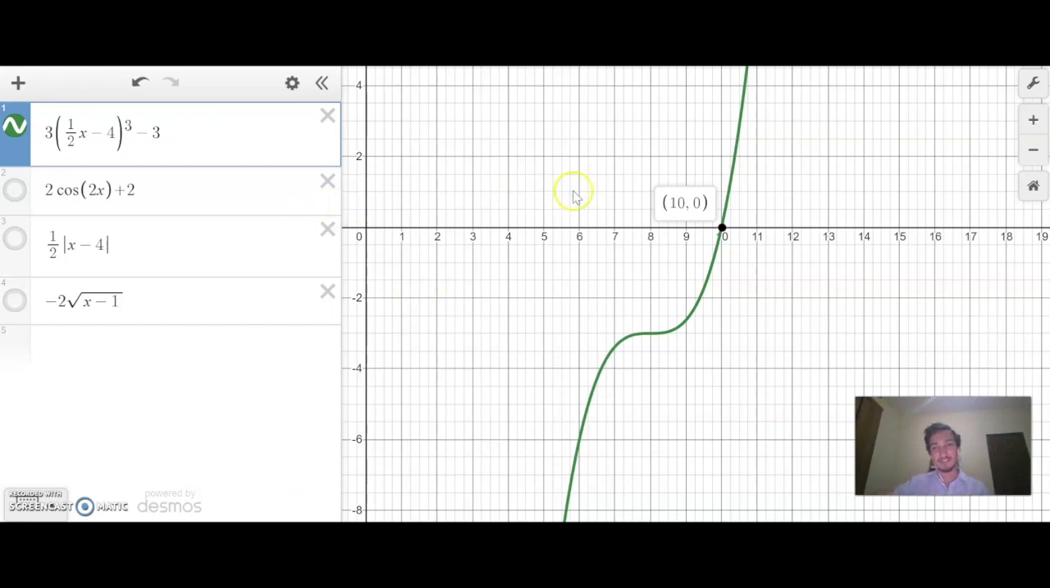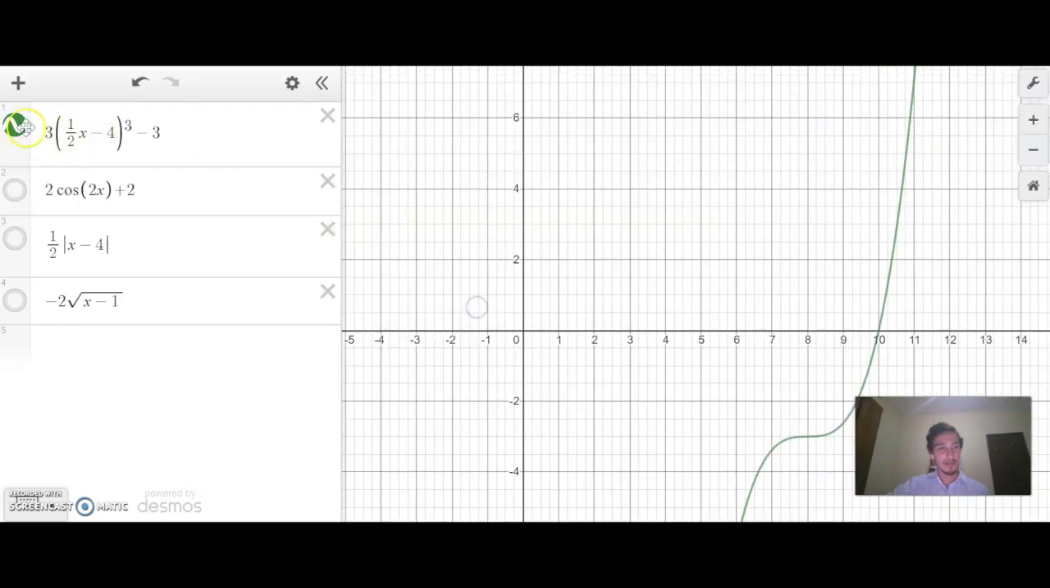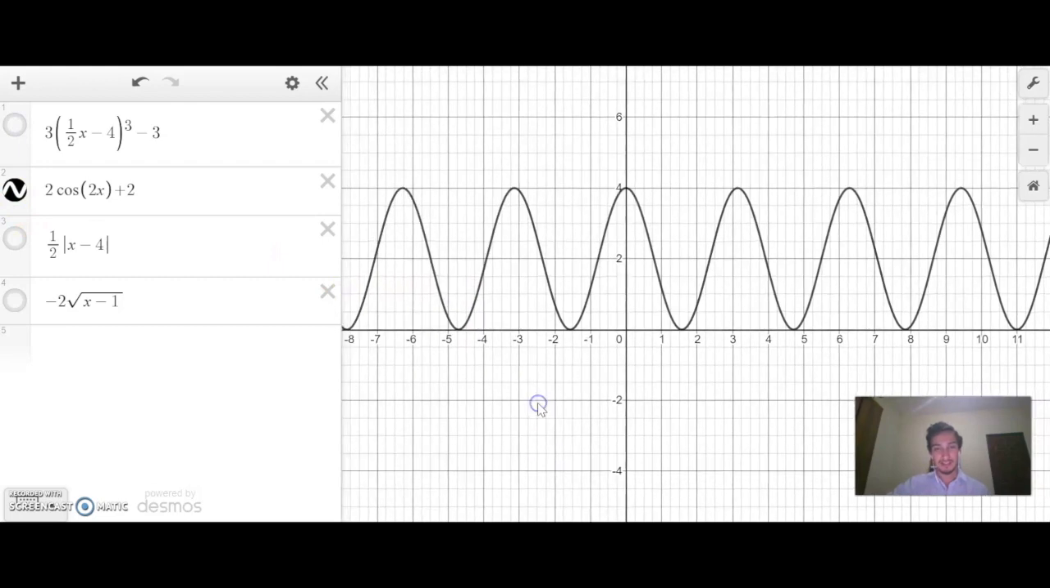As you can see, we shift it over to the right by 8 units and down by 3 units, which is entirely consistent with what we would have expected. And then it should be horizontally stretched by a factor of 2 and vertically stretched by a factor of 3. So hopefully you described that, and hopefully you got that equation. So now we have 2 cosine of 2x plus 2. And so as you can see, we shift our function up by 2 units. And also we vertically stretch our function by 2.